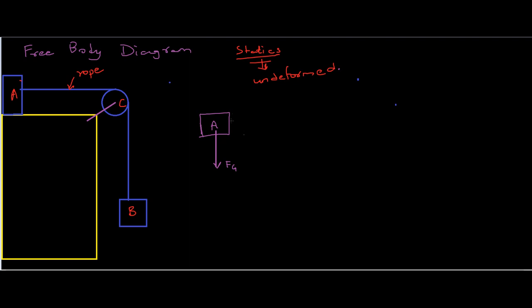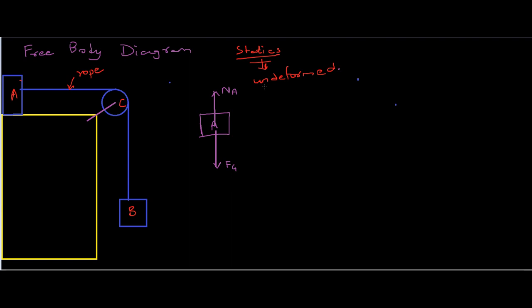Now the second force. Although it's under the influence of gravity, it's not moving downward because of the normal force, which is perpendicular to the surface. The normal force, as you can remember, is always perpendicular. So it's perpendicular to this surface, and it's going to go in this direction. Normal force on A.